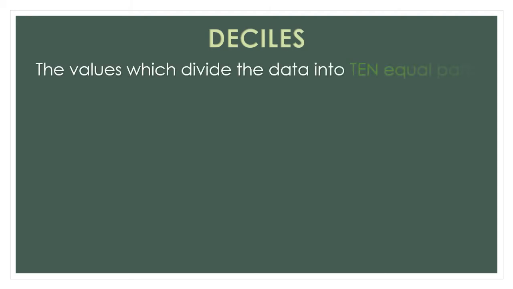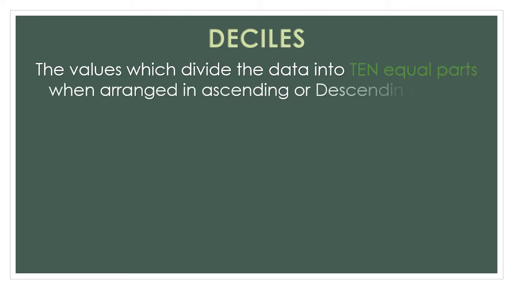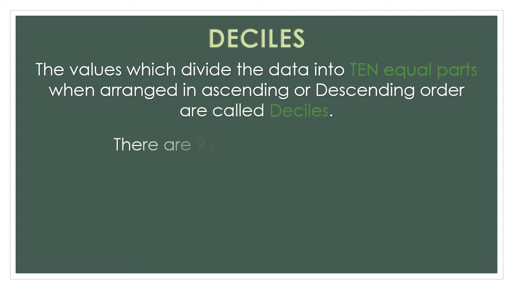The second measure is the deciles. Deciles are the values which divide the data into 10 equal parts. Remember this, 10 equal parts. When the data is arranged in ascending or descending order, we call them deciles. Because the data is divided into 10 equal parts, we have 9 deciles, D1, D2 up to D9.